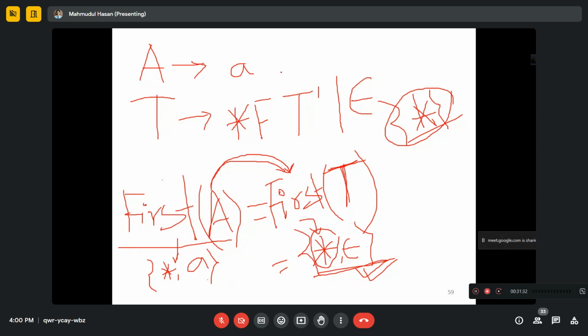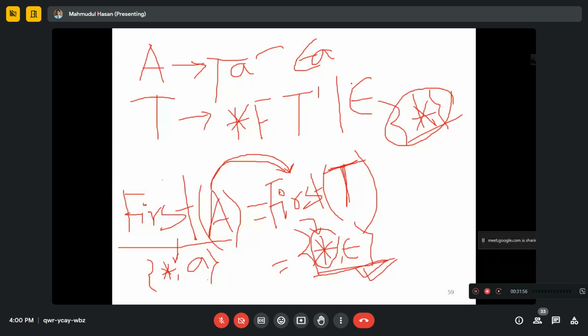Now you are trying to find out first of A, because now first of A and first of T are different. T is actually a non-terminal, so you need to replace this T with first of T. At first you replace with star, no problem. But when you replace this T with epsilon, that looks like epsilon A.